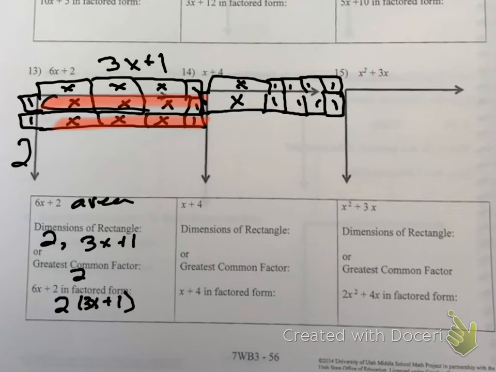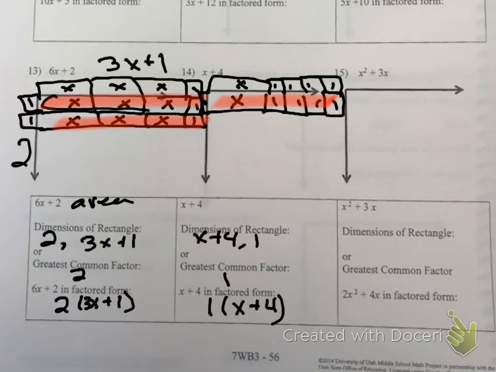So my dimensions of my rectangle are x plus 4 and 1. The greatest common factor is 1. I have one group of x plus 4. So I have 1, and then x plus 4 is the factored form.